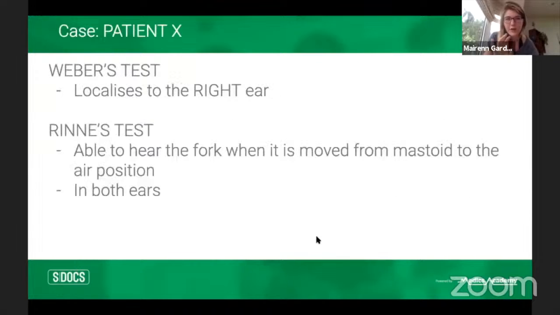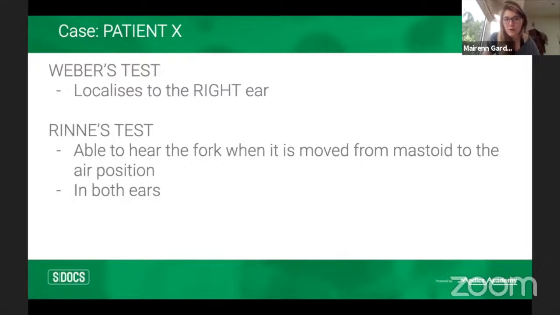So a quick case for you. A patient comes to you with hearing loss. You do a Webers test and it localizes to the right ear. Because of this, you then go on to do the Rinne's test. The patient is able to hear the fork when it's moved from the mastoid to the air position in both ears. What kind of hearing loss do you think this person has? So this person has left sensorineural hearing loss.